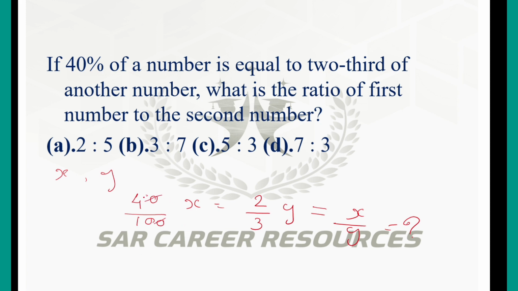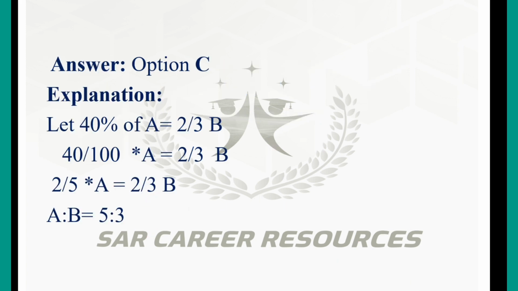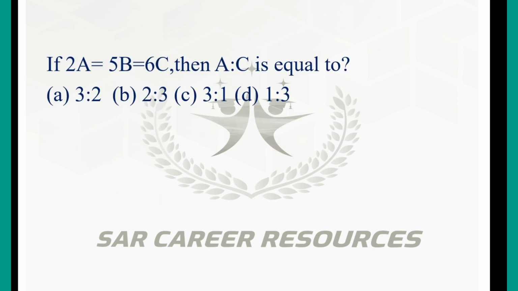Okay, so 40 by 100 we can cancel the zeros, and it is 2 by 5. On the right side, the 2 can be cancelled. So we get x by 5 is equal to y by 3. So x by y is equal to 5 by 3, so x is to y is equal to 5 is to 3. The answer is 5 is to 3, option C. I hope it is understood. X is to y is equal to 5 is to 3, so option C is the right answer. Explanations are given here.